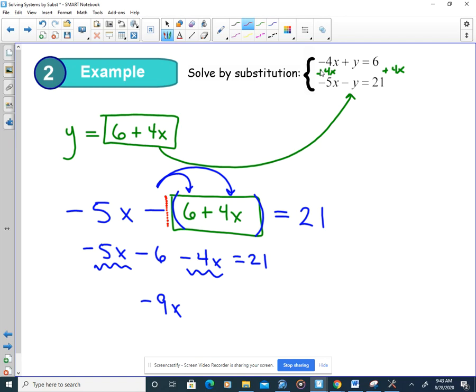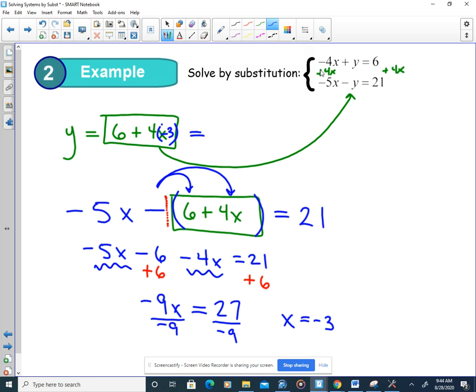And I'm going to have to move the 6 to the other side, so let's go ahead and add 6 to both sides. We get negative 9x is equal to 27. So divide both sides by negative 9, and we get x is equal to negative 3. So now we take our answer, x equals negative 3, plug it back into the box, and work it out.